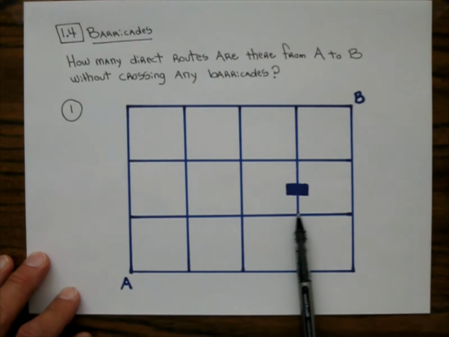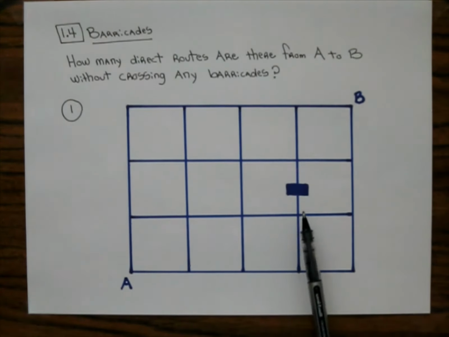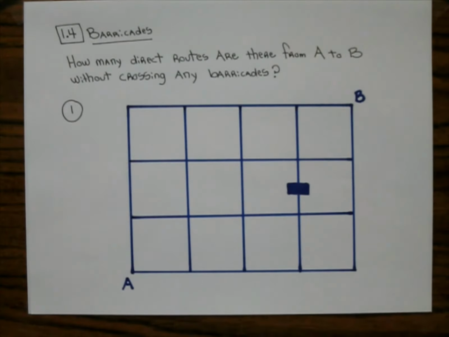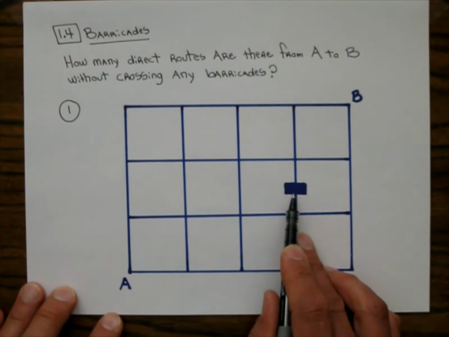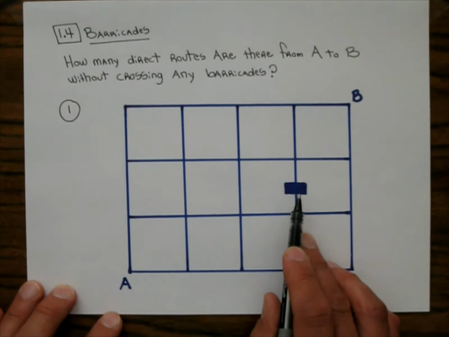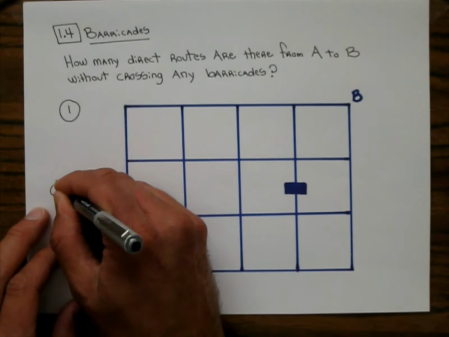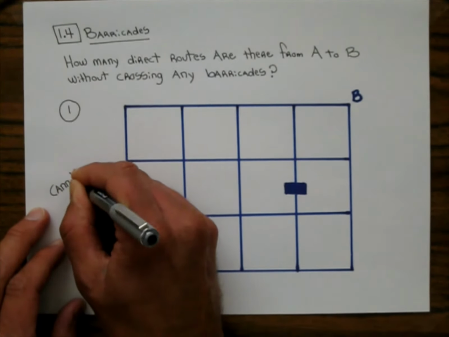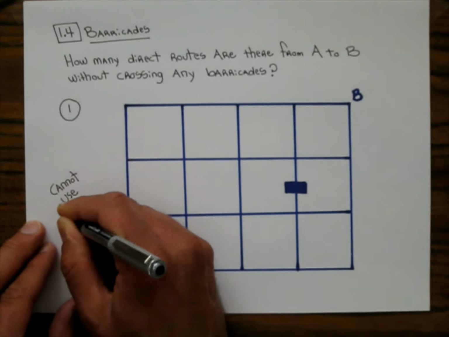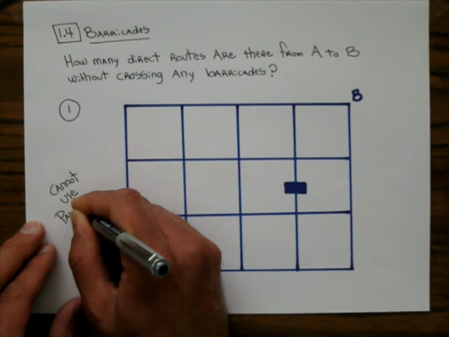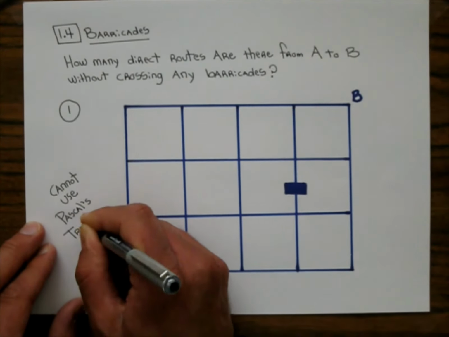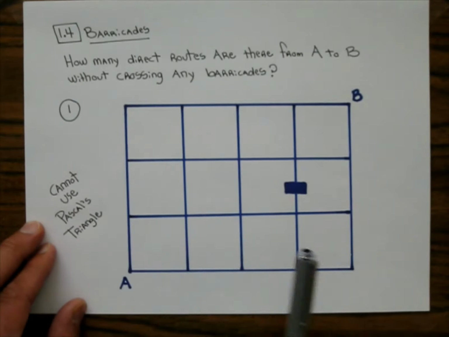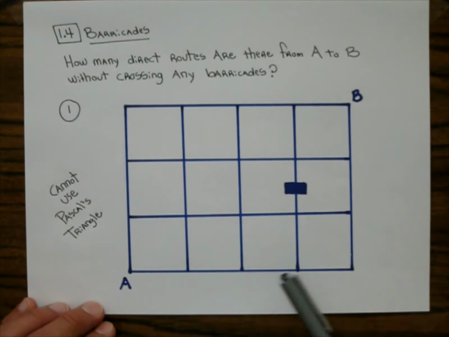Okay, another way would be not drawing that road at all. This part of the road. So how are we to do this? Well, the thing that we cannot use because there's a barricade, we cannot use Pascal's triangle. So let me write that down. Cannot use Pascal's triangle. So that is a big bummer because Pascal's triangle was very quick.